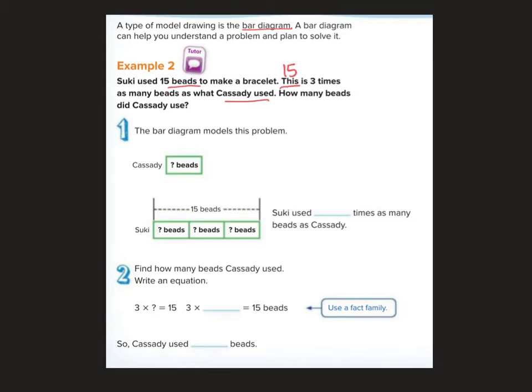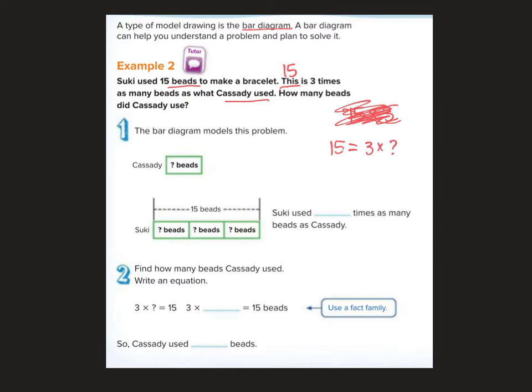Okay, so we know that we're not going to be doing 15 times 3. It doesn't tell us that Cassidy used 3 times as many beads as Suki. It says 15, so that is wrong. 15 is 3 times question mark. So I would look at it like this. 15 is. Whenever I see is, I know that's my equal sign. 15 is 3 times question mark.